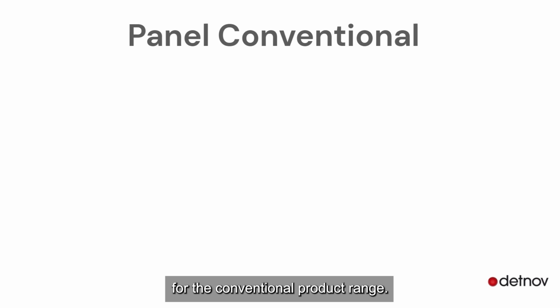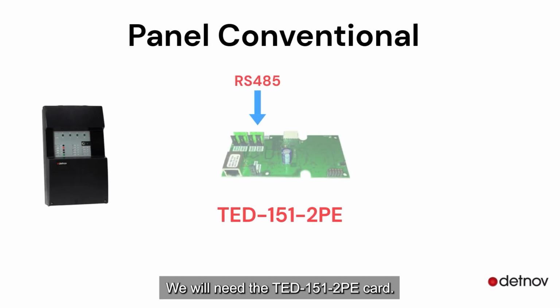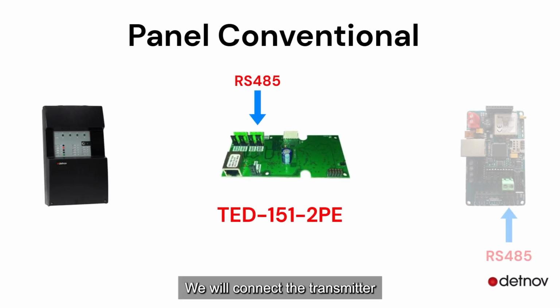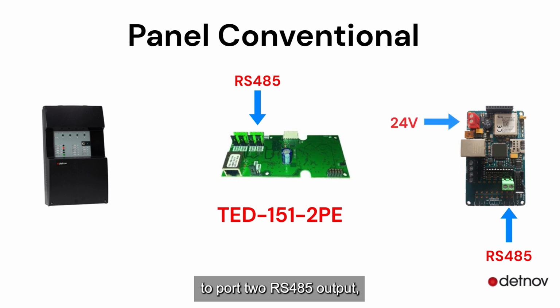For the conventional product range, we will need the TED 151-2 PE card. We will connect the transmitter to port 2, RS485 output, and we will supply it with 24V directly from a control panel. There is another option where the communication card is integrated into the control panel for integration with the transmitter, but we will talk about that in another video.